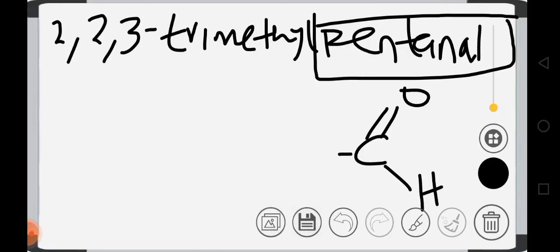H. Then this one join with arrow. This is the functional group for alkanes. So for this pentanal now, we are going to have 5 carbon atoms. So we're going to have 1.